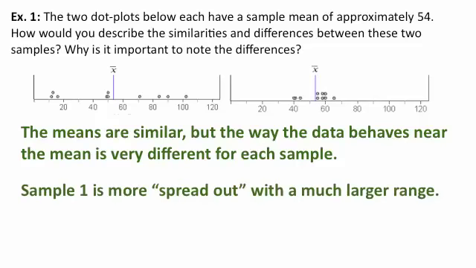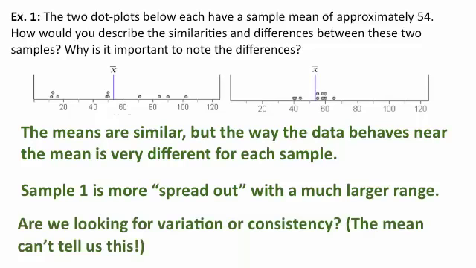Sample 1 is more spread out, and its range is much larger. The range of data is much larger. So what are we looking for? Are we looking for variation, or are we looking for consistency? Because the mean can't tell us whether a data set is varied or whether it's consistent.